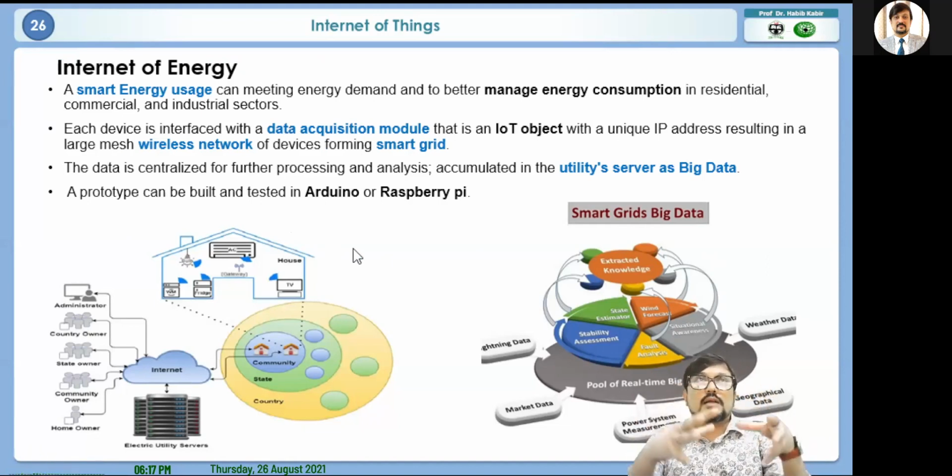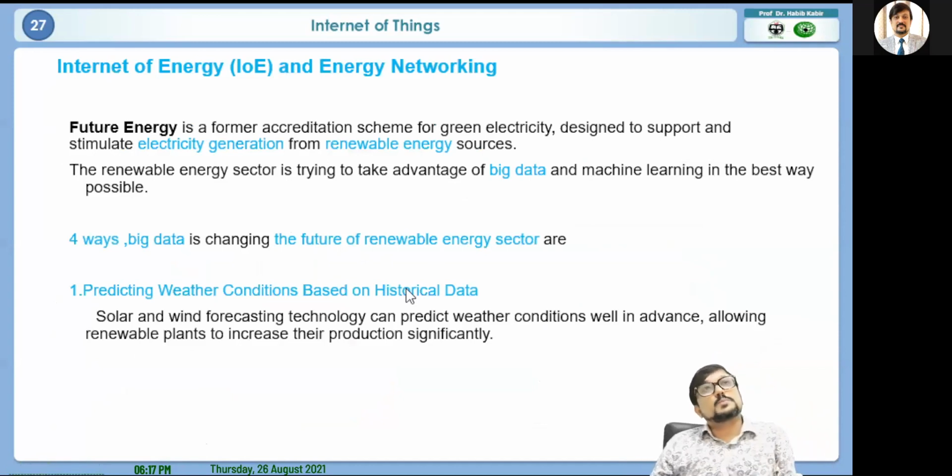How you connect Internet of Energy, not things. How you will connect the energy, your own energy, for your better career and future. So next one is like Internet of Things and Internet of Networking.